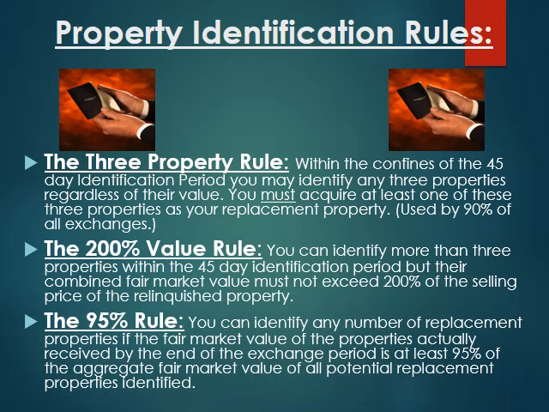And then finally, there's the 95% rule. You can identify any number of replacement properties if the fair market value of the properties actually received by the end of the exchange period is at least 95% of the fair market value of all potential replacement properties identified. So it's kind of a complex rule. You don't see many people use it. Quite honestly, I've only seen people go outside the 3 property rule maybe a couple times in hundreds of exchanges we've performed.